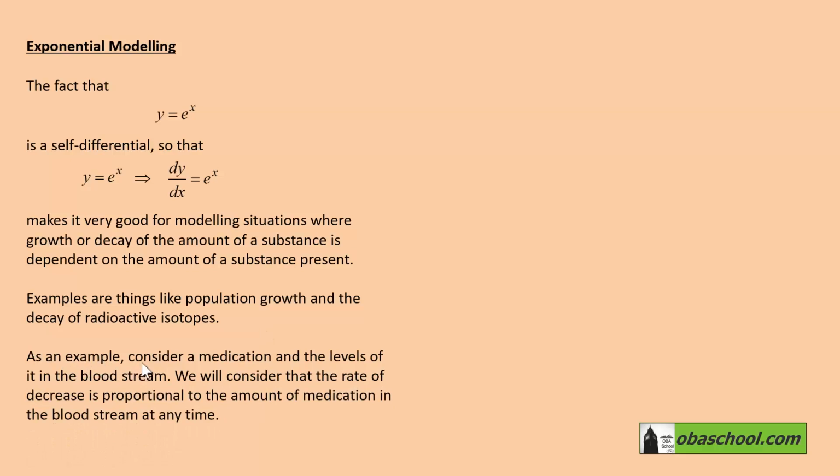As an example, consider a medication and the levels of it in the bloodstream. We will consider that the rate of decrease is proportional to the amount of medication in the bloodstream at any time. Suppose at one time there is 100 milligrams and that the decrease is 4% per minute.